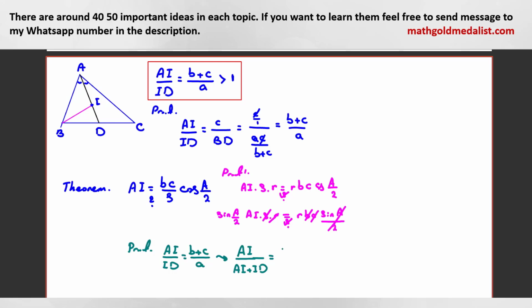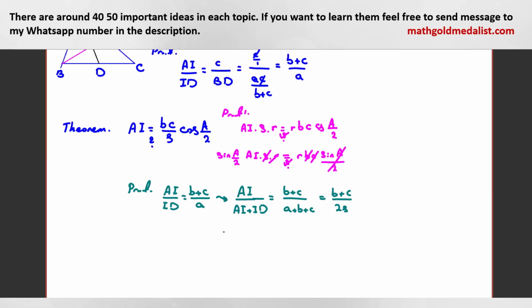Equal to B plus C over A plus B plus C. Do you agree it will be B plus C over 2S? Yeah. AI plus ID is AD, right? Yeah. So this one is AD.